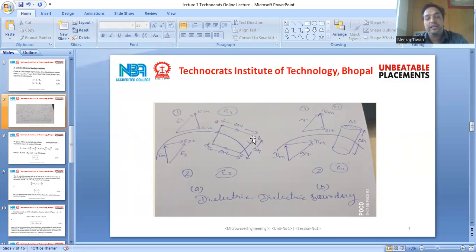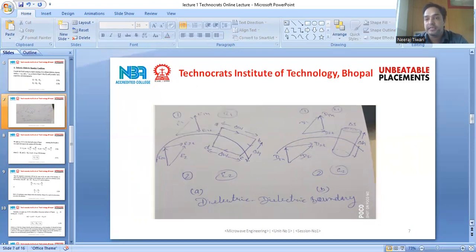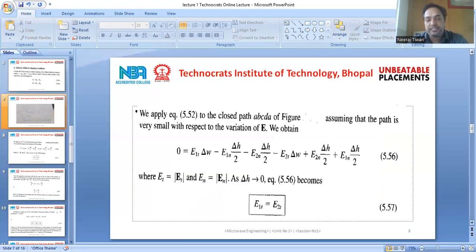The whole height is del H. So half height would be del H by 2. So what will come into account with the minus sign? E1N into del H by 2. You can see in this equation E1N into del H by 2, same as what I told you. Now the same equation you can write following the path, and finally you will get that equation.